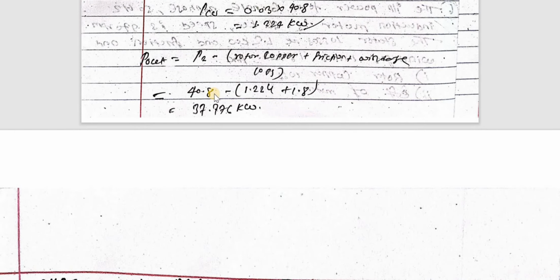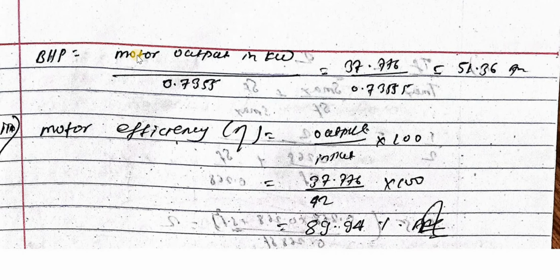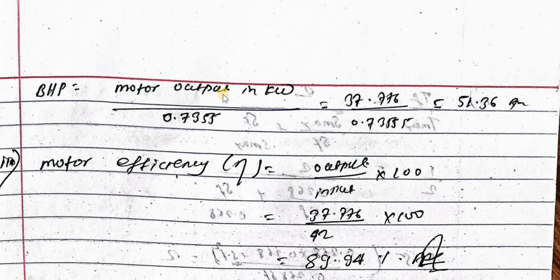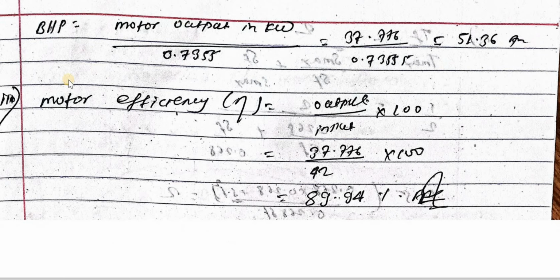And P out equal to P2 minus rotor copper loss plus friction plus windage losses. Then 40.8 minus 1.224 plus 1.8, getting this sum and subtracting from 40.8, that is 37.776. And BHP equal to motor output in kilowatt upon 0.7355. The motor output we have already found, 37.776 upon 0.7355 equal to 51.36.